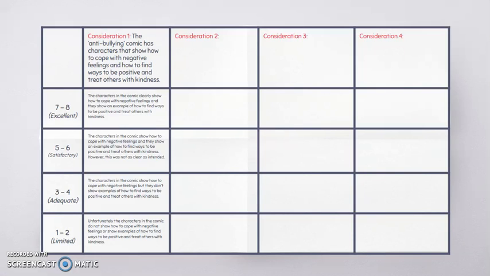So for a 7 to 8 excellent, they're going to be working towards the characters in the comic clearly show how to cope with negative feelings, and they show an example of how to find ways to be positive and treat others with kindness. In 5 to 6 satisfactory, the characters in the comic show how to cope with negative feelings and they show an example of how to find ways to be positive and treat others with kindness. However, this was not as clear as intended. 3 to 4 adequate, the characters in the comic show how to cope with negative feelings, but they don't show examples of how to find ways to be positive and treat others with kindness.